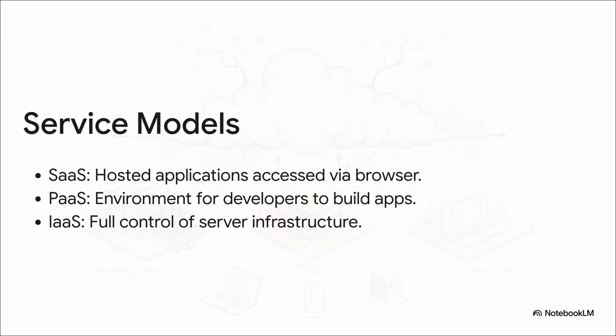So these layers represent the 3 main service models of the cloud. Right up at the top is software as a service, or SaaS. This is the stuff you use every single day, things like Gmail or Salesforce. The vendor manages the whole shebang. You literally just log in through a browser and use the app.